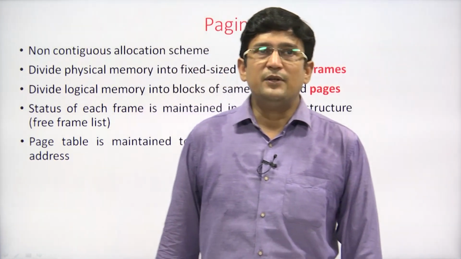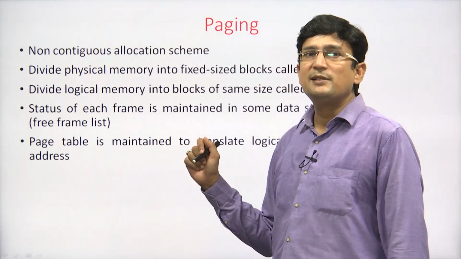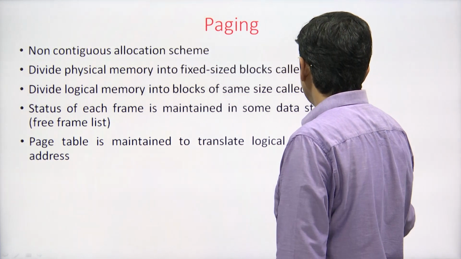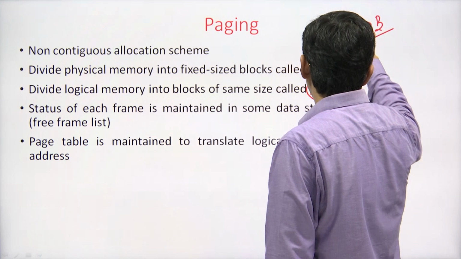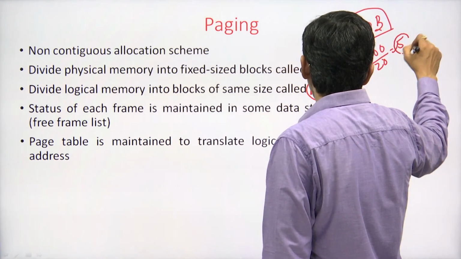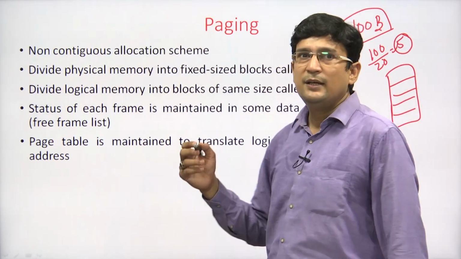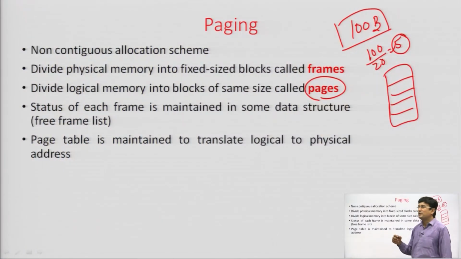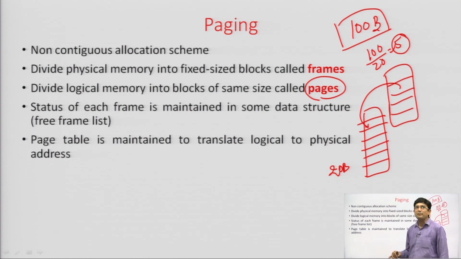Now, just a quick recap of the paging scheme. In the paging scheme, we divide our process into equal size chunks known as pages. For example, if we have a 100 byte process, then we can divide it into 20 byte pages. So, there will be 5 different pages, and these 5 pages will be accommodated in equal size main memory chunks known as frames. Let us say this is the main memory; these are also of 20 bytes each. Each page will be accommodated in one of the frames.